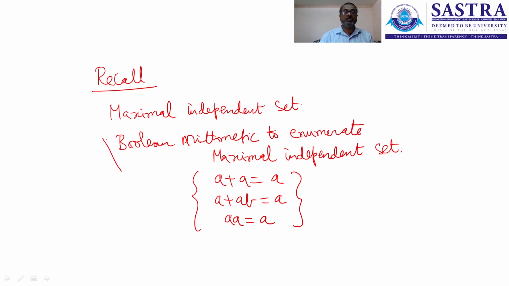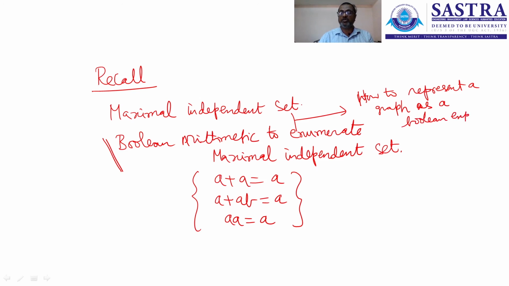Boolean expression. And the gap between these two is that we had also discussed how to represent a graph as a Boolean expression. Once you can do all these, you can easily enumerate all the maximal independent sets of a given graph.